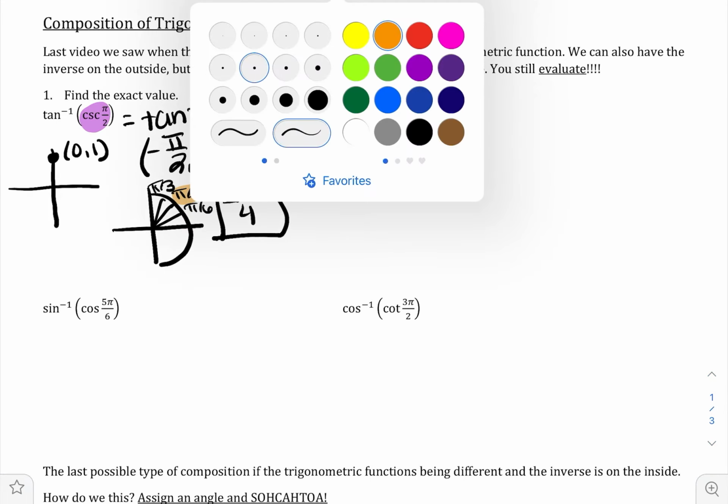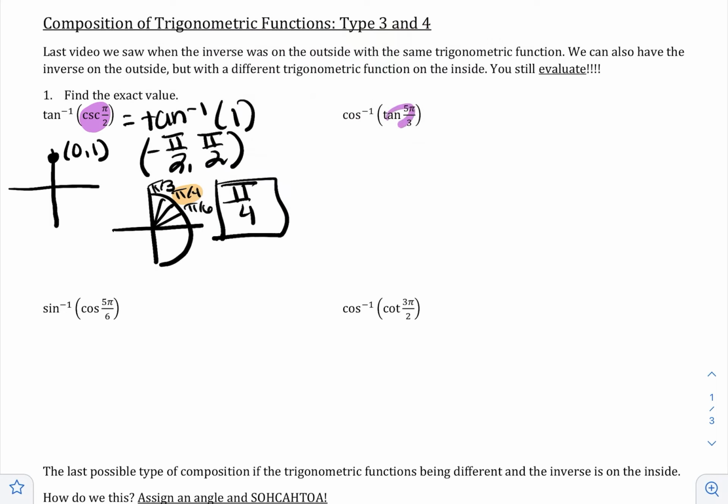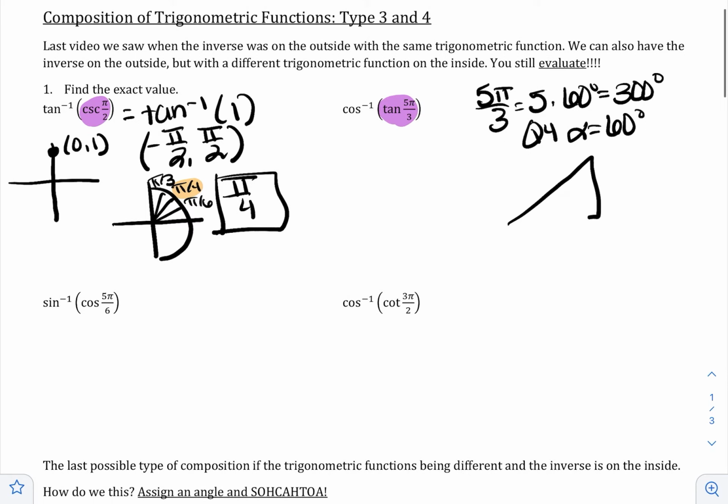Next. First, I'm going to evaluate the tangent of 5 pi over 3. Okay, so where is 5 pi over 3? This is equal to 5 times 60 degrees, which is 300. That means that I am in quadrant 4, and the reference angle is 60 degrees. So I can draw my little triangle. 60, 30, 2, 1, square root of 3. Tangent is opposite over adjacent. So square root of 3 over 1 is square root of 3. So I'm doing this cosine inverse of the square root of 3.